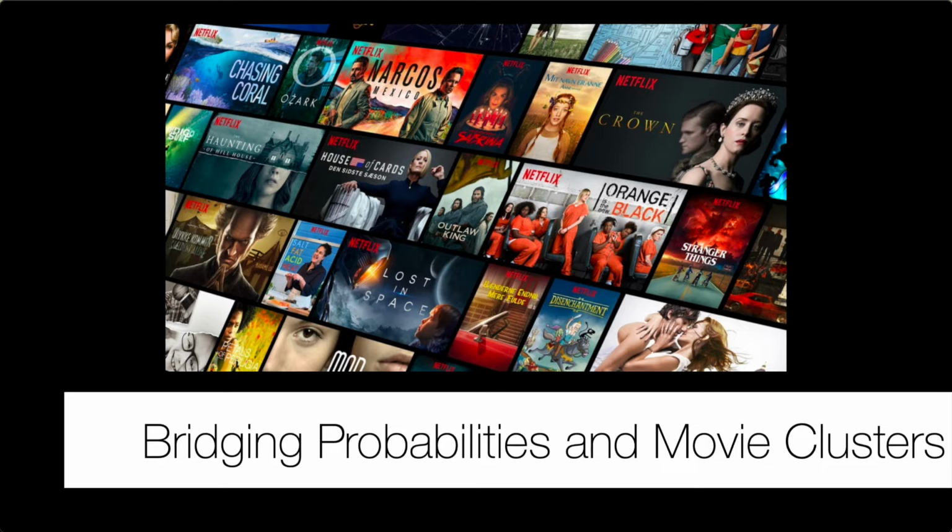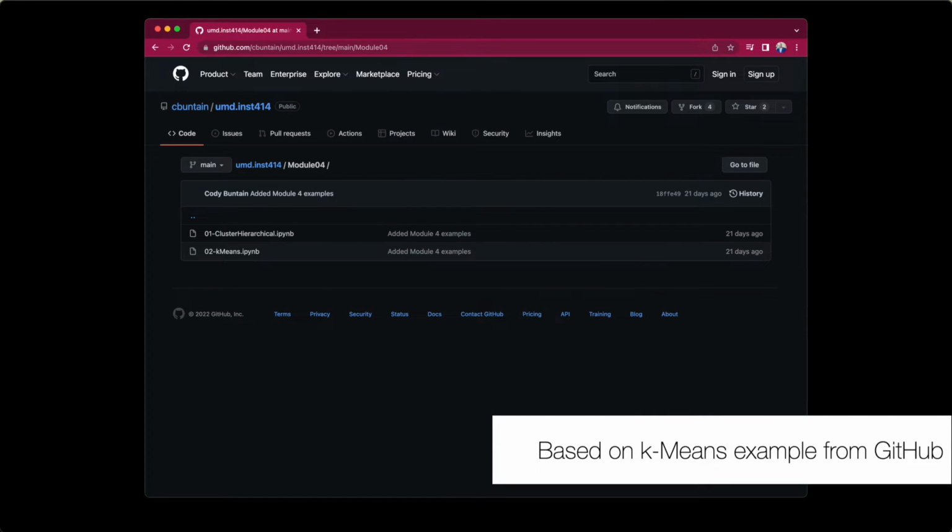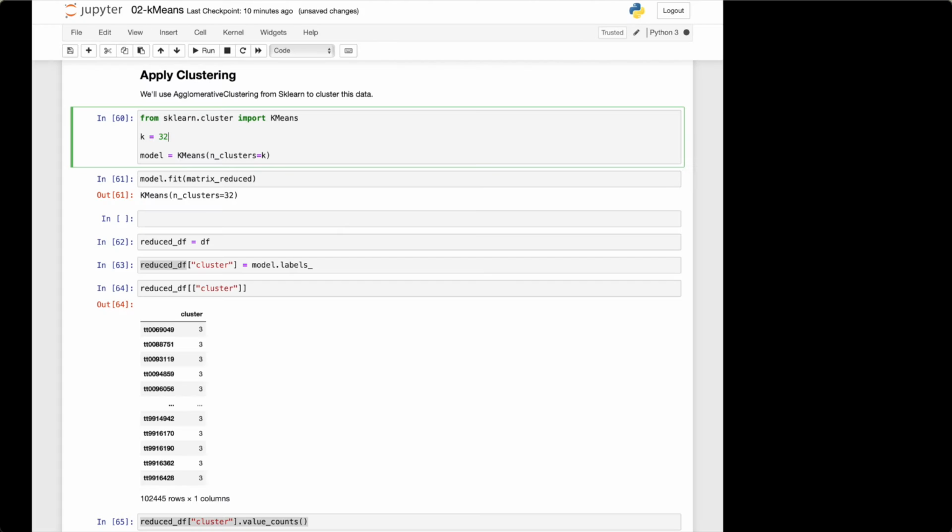The way we'll do this bridge is looking at the movie clusters that we've been using as examples throughout the course, where we have code using k-means to identify clusters of movies based on the actors in them. So you can follow along. Essentially, the context for this is the k-means example that we've posted on GitHub in Module 4. You can play with this to your heart's content if you want to use different values for k or apply different clustering algorithms. But ultimately, the way this works is going to use some of the numbers from this code.